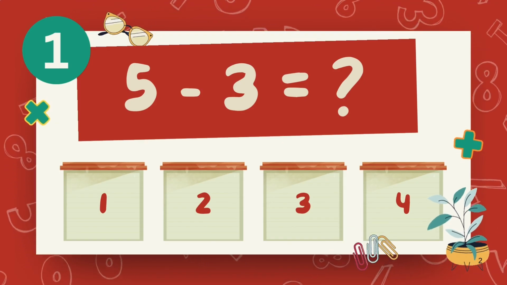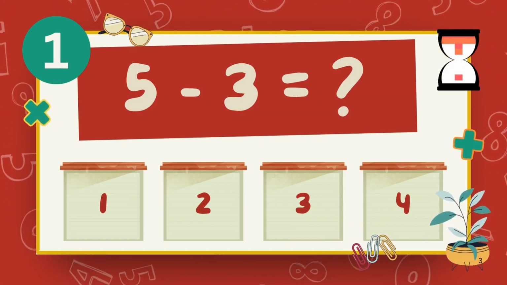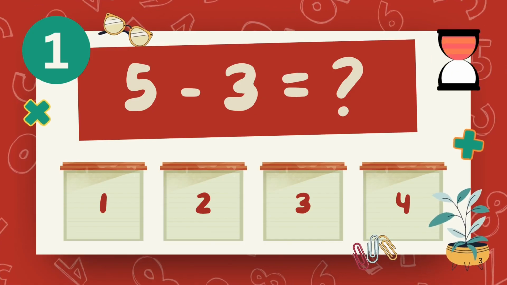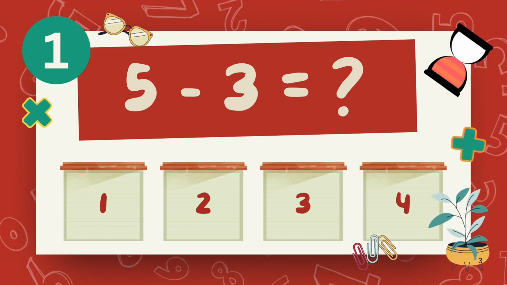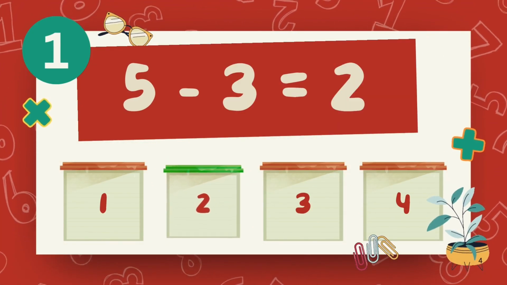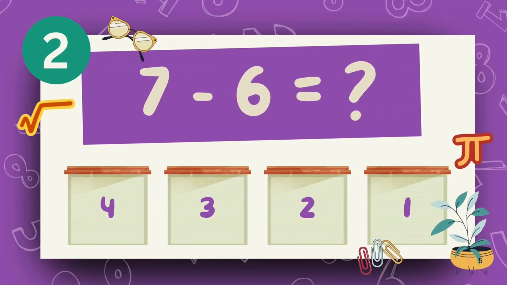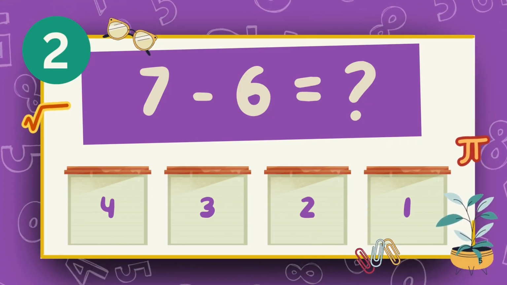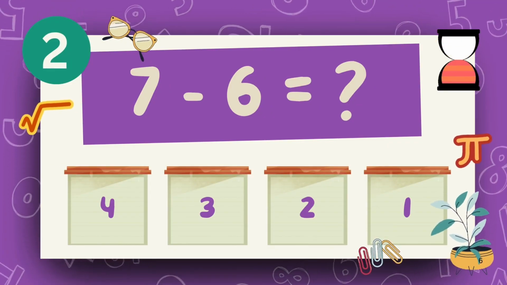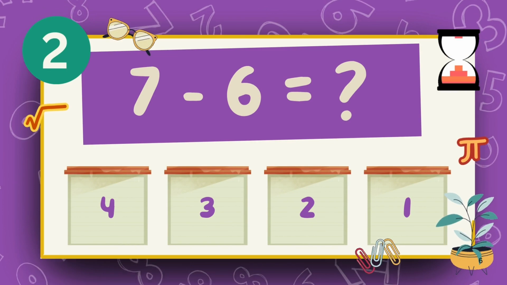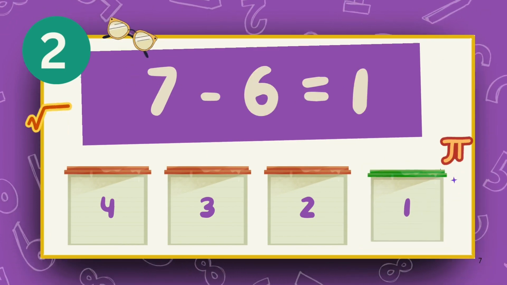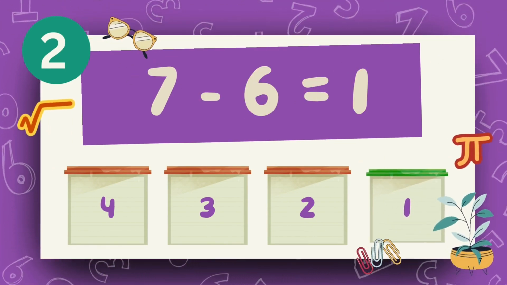What is 5 minus 3? The answer is 2. What is 7 minus 6? The answer is 1.